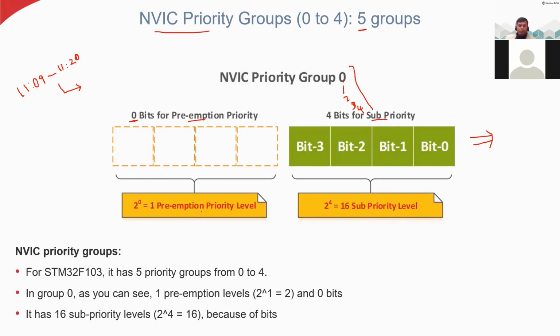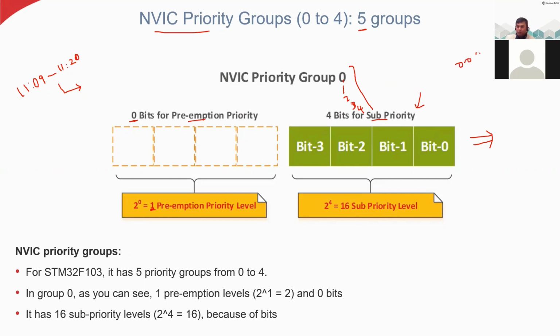Okay, so we know priority level is always starting from 0, 1, 2, 3 like that. 0 is the highest priority. So this one has only 1 preemption priority level, but here in the sub priority we have 4 bits. Bit 0, bit 1, bit 2, bit 3, it can be any values. So since we have these 4 bits, now we can calculate how many levels we have in the sub priority. So that is 2 to the power 4 is equal to 16. So we have 16 sub priority levels.